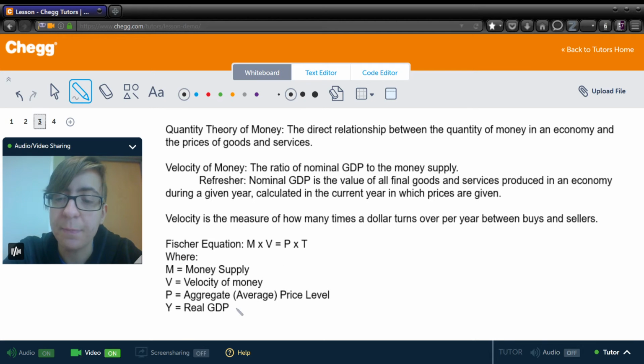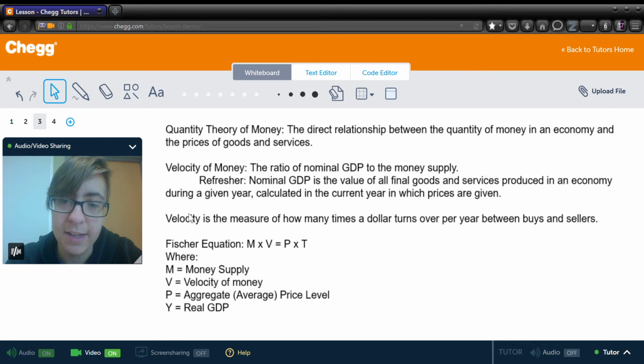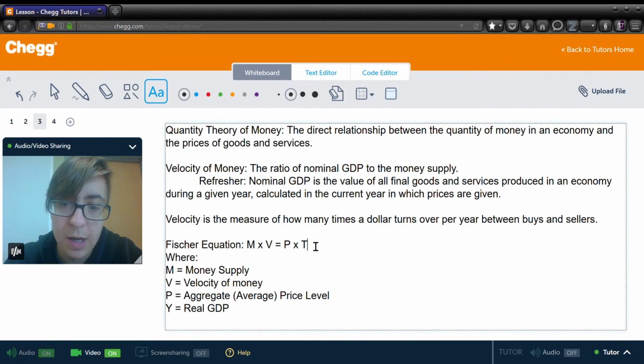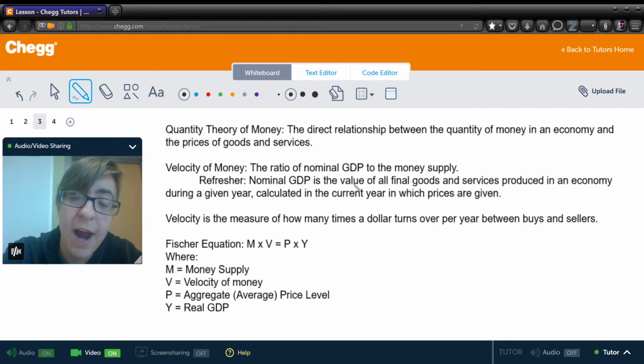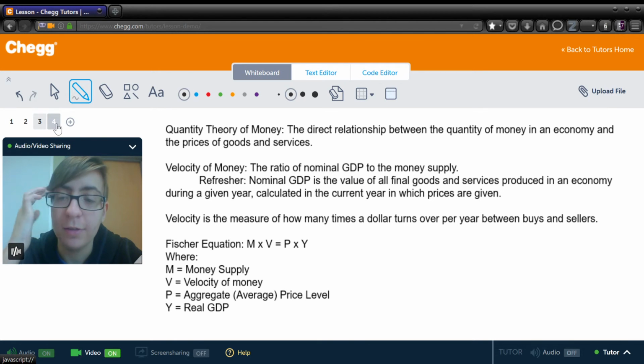the Fisher equation, where it is money multiplied by velocity of money equals the aggregate or the average price level times this, which is supposed to be a y, but I mistyped and have a t there. This is supposed to be something else, so let us change that so you don't have any more confusion. So it's money times the velocity of money equals the aggregate or average price level times the real gross domestic product. I apologize for that little typo there.